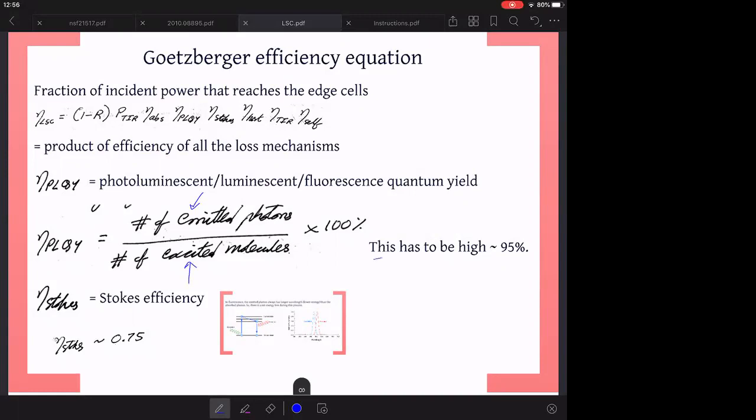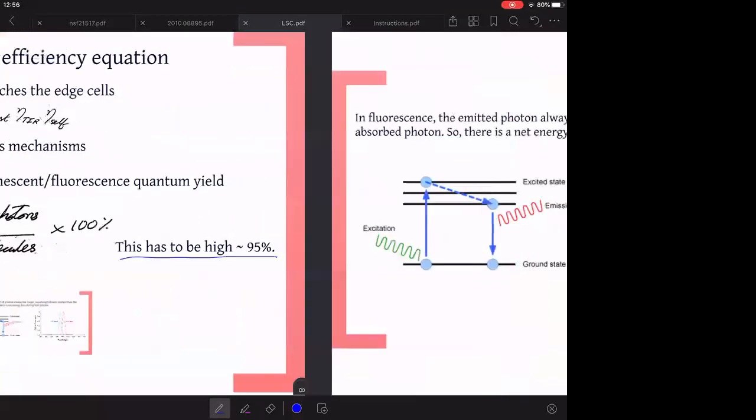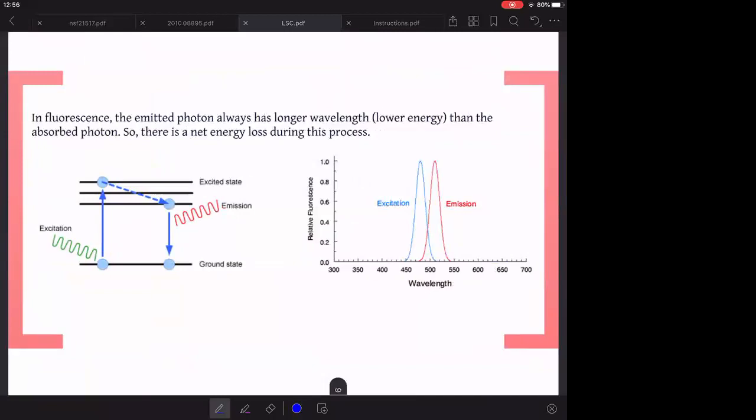We want this to be very high. Typically, we want this to be like 95%. If it's properly tuned, you can get this to be quite high as well. And these two things are related. So the next term is something called the Stokes efficiency, eta Stokes, and that number is about 75%. Now let's see what that means. To understand Stokes efficiency and the photoluminescent quantum yield, we need to understand fluorescence.